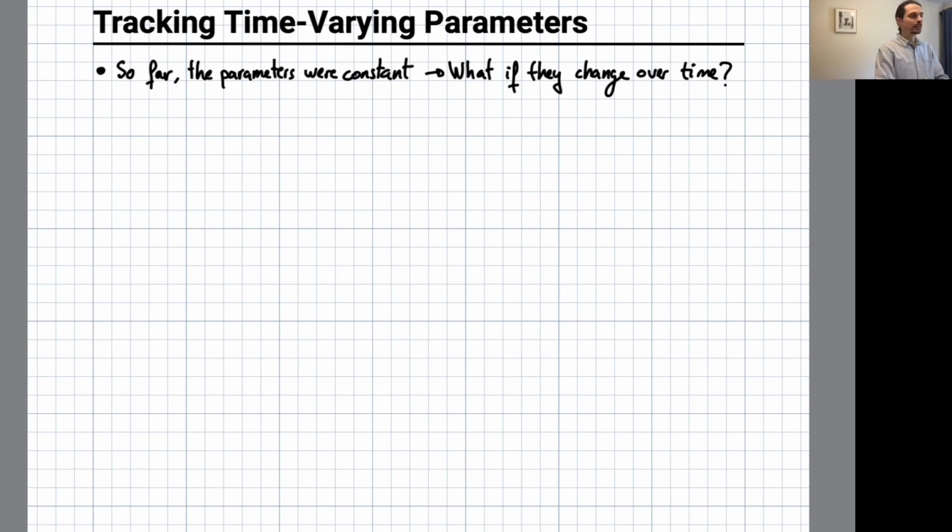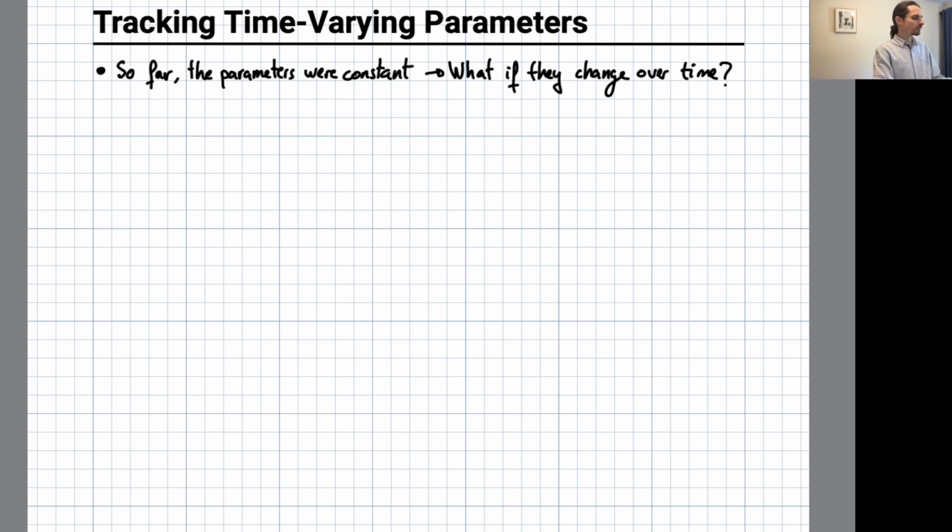All right. So in the first part of the lecture, we managed to obtain estimates in an online fashion. But we assumed throughout that the parameters we wanted to estimate remained constant over time, right? So we were obtaining measurements of the same vector theta. But this is an assumption that does not necessarily hold in practice.